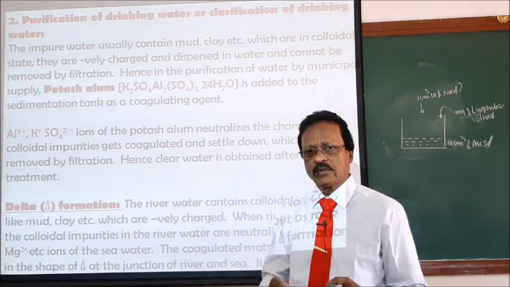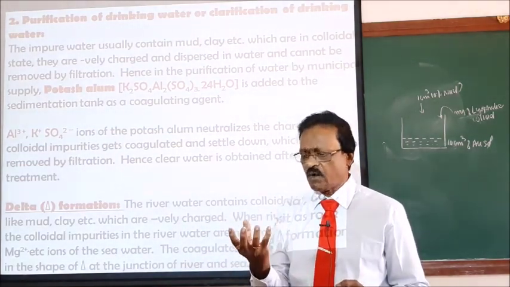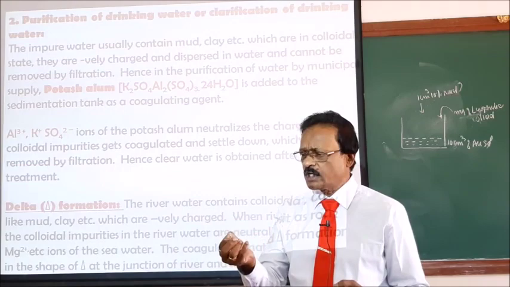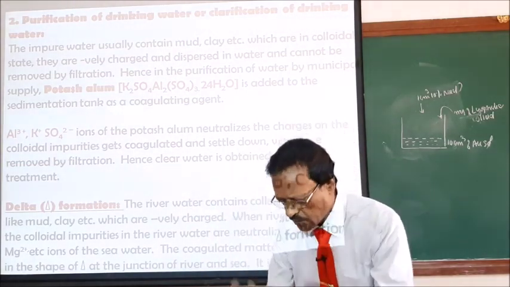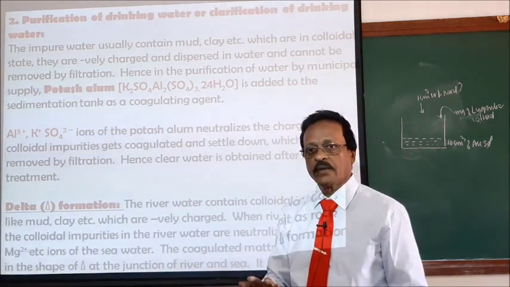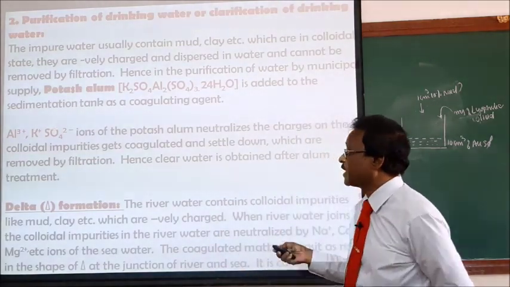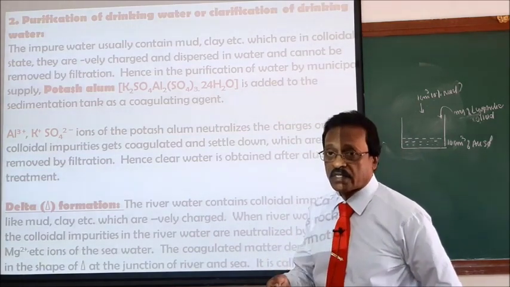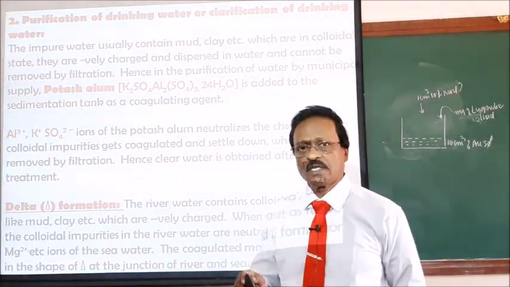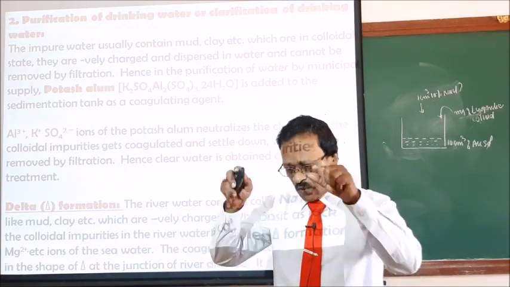This is a very simple experiment you can even do at your house. You take a glass of muddy water and put a small piece of alum. Within a minute, all the particles will settle down and the water will become clear. Why? Because alum contains these ions, which neutralize the charges on the mud particles. Mud particles are colloidal; even if you keep them for 24 hours, they don't settle.